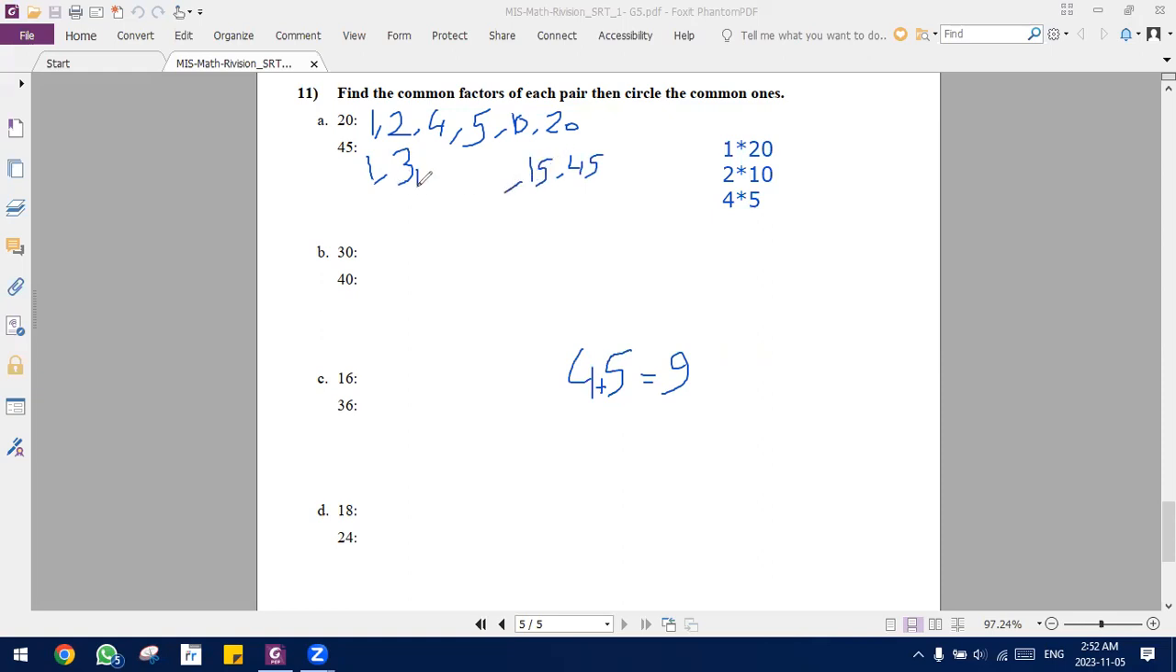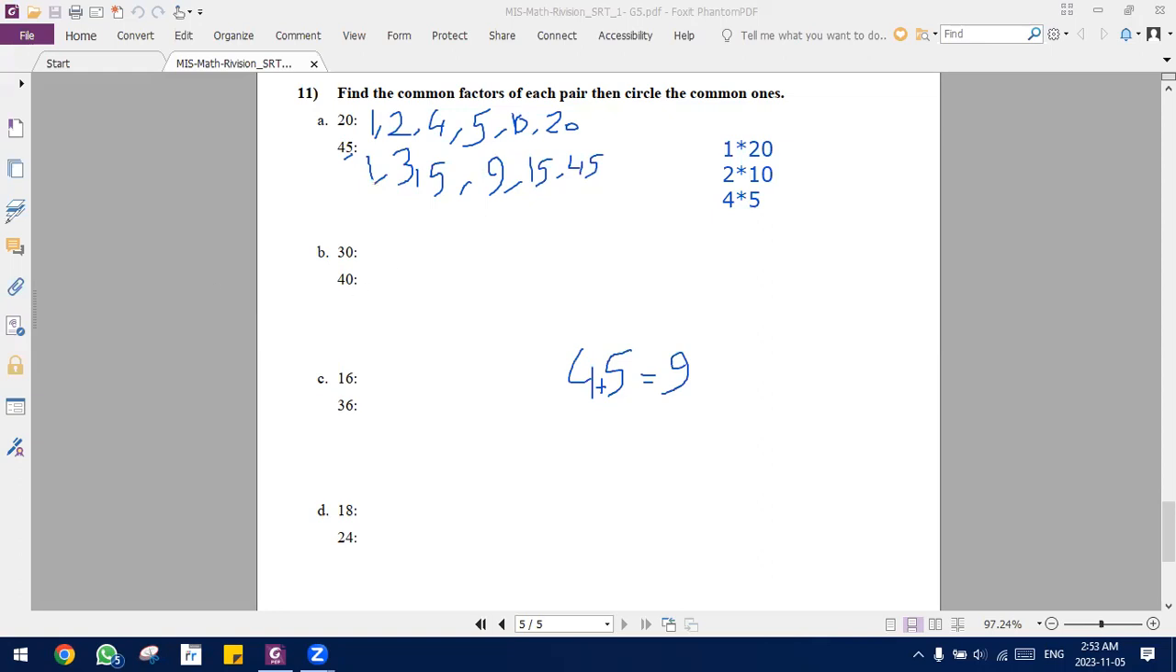Then can I divide by 4? No. Can I divide by 5? Yes, of course, because the last digit is 5. So 5 times 9 is 45. Then we check 6. No, we can't. Check 7. We can't. 8 and then 9. So 9 is already written.